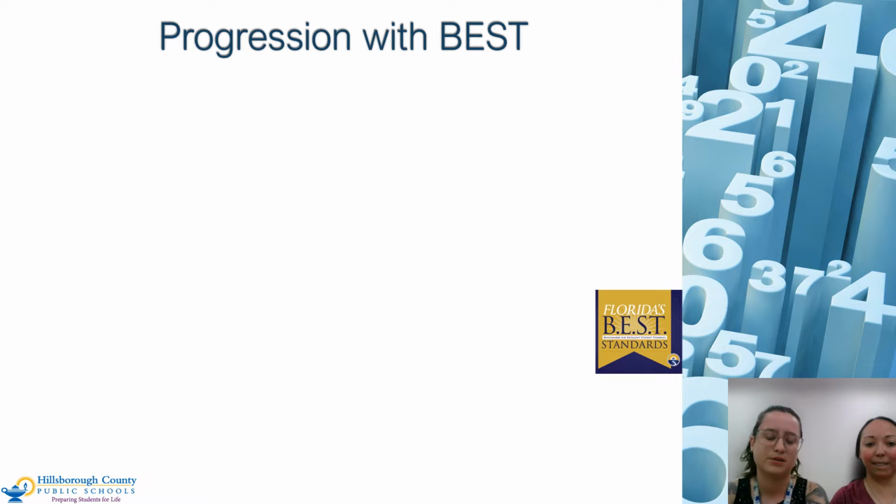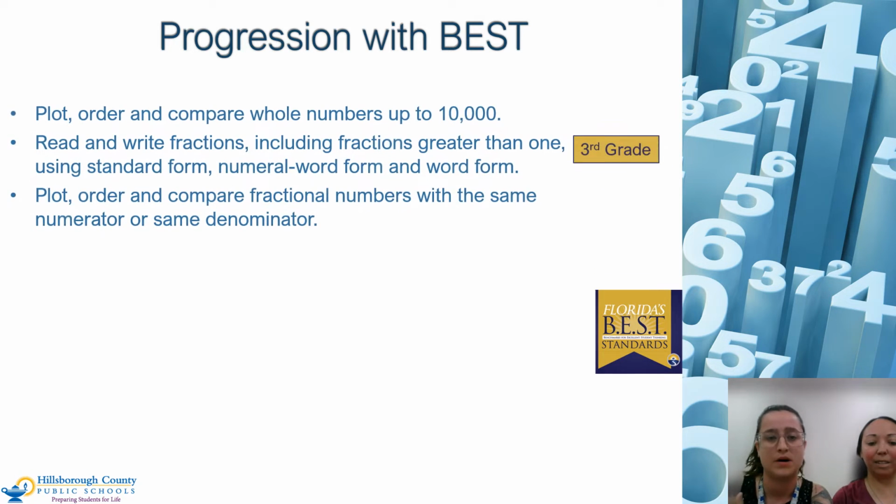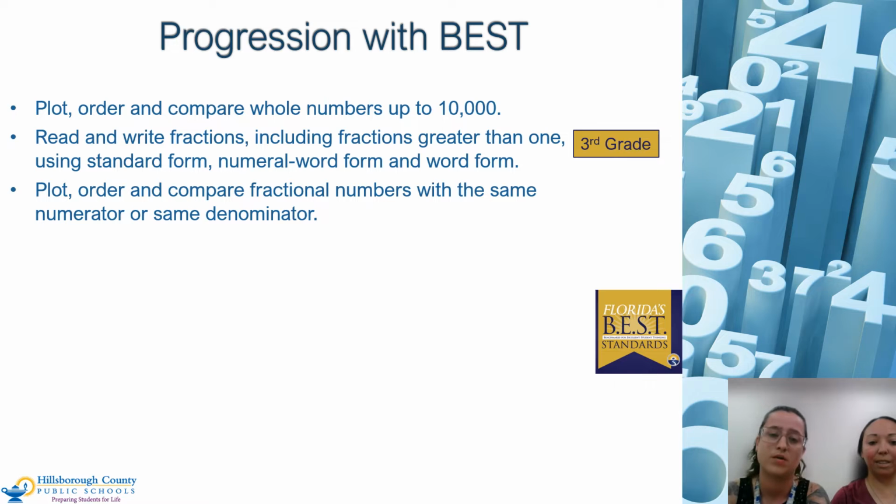So when we think about the progression with the best benchmarks in terms of comparing fractions, we first think about 3rd grade, and we first want to talk about plot, order, and compare whole numbers up to 10,000. Once students have a really deep understanding of whole numbers, they can then start to read and write fractions, including those fractions greater than 1, and they're going to be using the standard form, numerical form, and word form. Once students are able to represent a fraction, they can then plot, order, and compare fractional numbers with the same numerator or the same denominator.